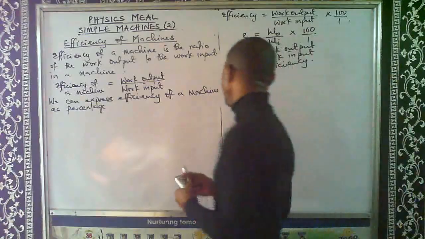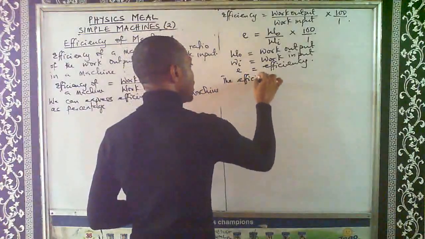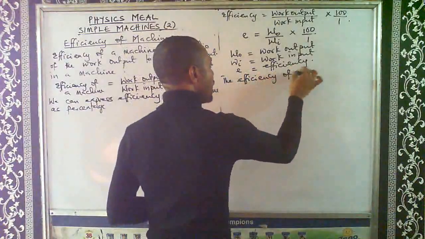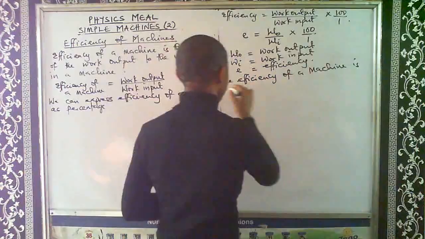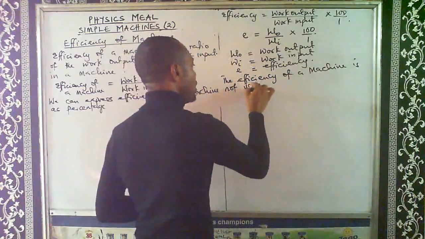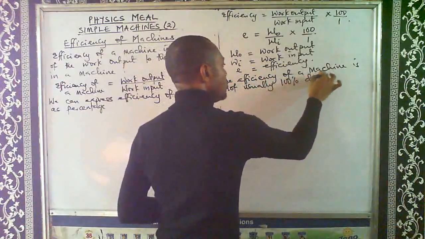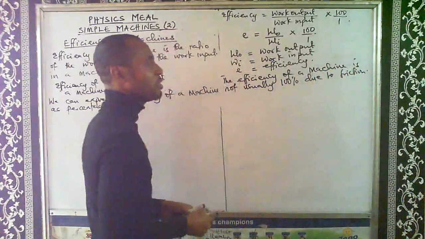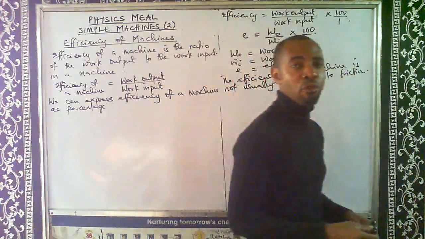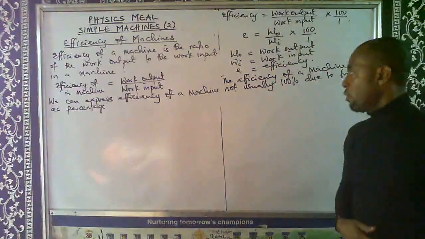So the efficiency of a machine is not usually 100% due to friction. So friction reduces the efficiency of what? Of a machine. Friction reduces the efficiency of the machine.